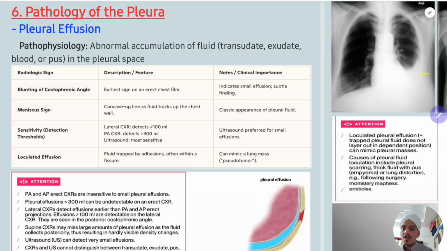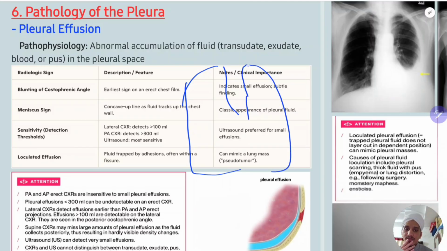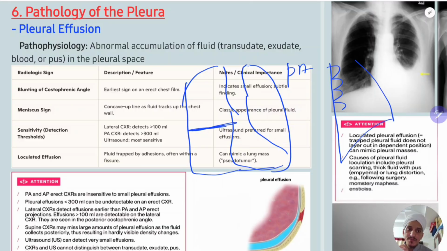Okay. So if this is the thing which you see, and this is the right side, this is the heart. Here you see the horizontal fissure in the PA chest X-ray. And in the lateral chest X-ray you will have it like this. This is the sternum and these are the vertebrae. Here you see the oblique fissure like this.